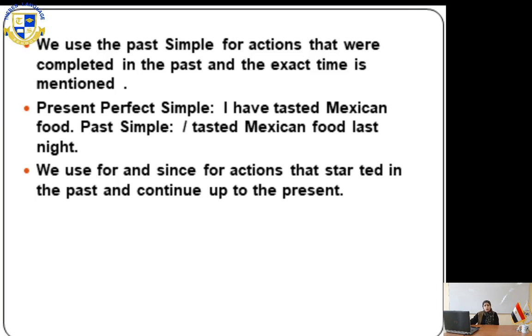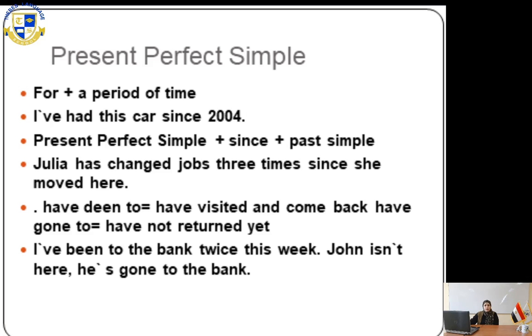Now we are going to move to a new slide, which is mainly about the difference between the past simple and the present perfect simple. We said that the present perfect simple could be used for something started in the past and continues up to present time. And we know that past simple is used for past actions.